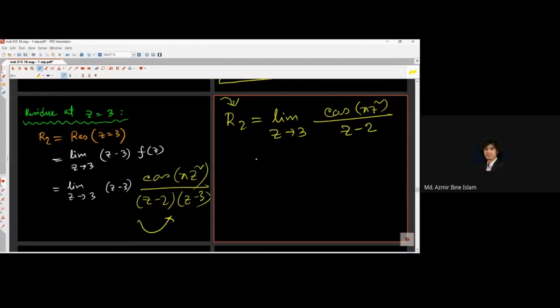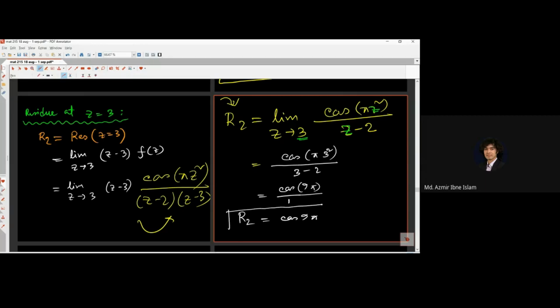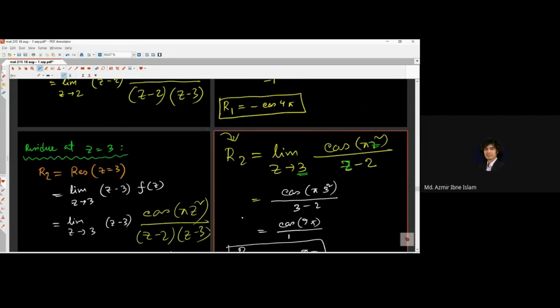Now this is a limiting problem, we can solve this one easily. So let's input 3 where we have z. Here we have to input 3. So cosine pi times 3 squared, divided by 3 minus 2. So 3 minus 2 is 1. We have cosine 9 pi. So that is cosine 9 pi equal to R2. So we have found all residues R1 and R2.